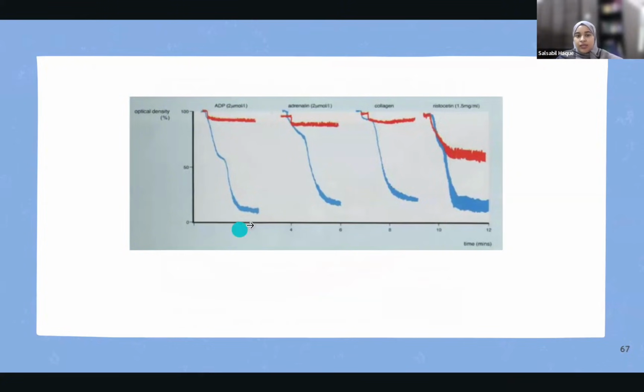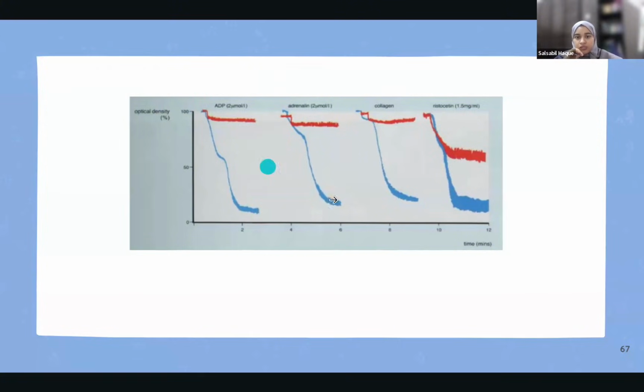So this is called a platelet aggregation study. They use different kinds of aggregating agents, so ADP, adrenaline, collagen, ristocetin, and they see whether or not the patient's blood aggregates. Normal blood would aggregate, and the optical density decreases, so the light does not pass through it, basically, because the blood cells are aggregating.